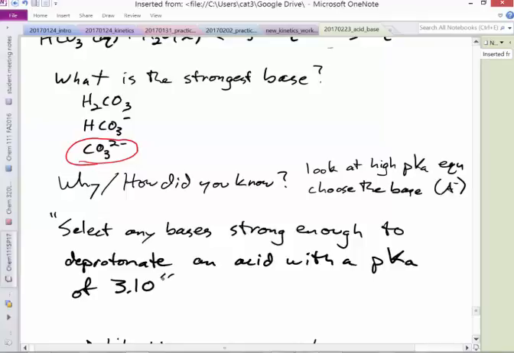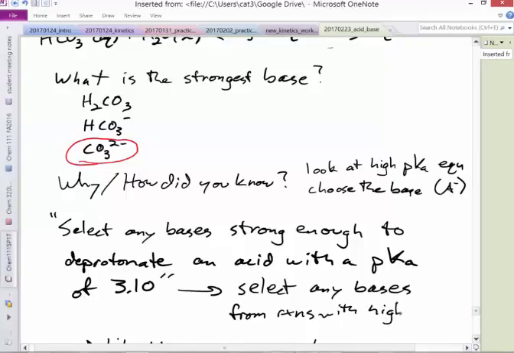Higher. I was more careful with the language here. I didn't say any bases with a pKa of this, because a pKa technically is for the acid, for HA. But you want the A minus in that equation.